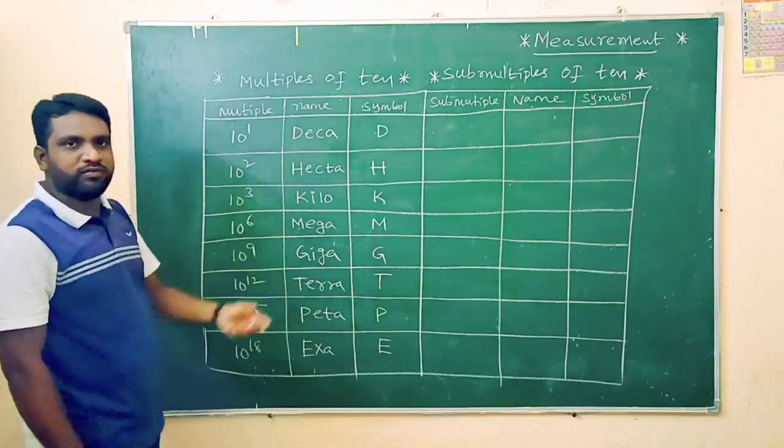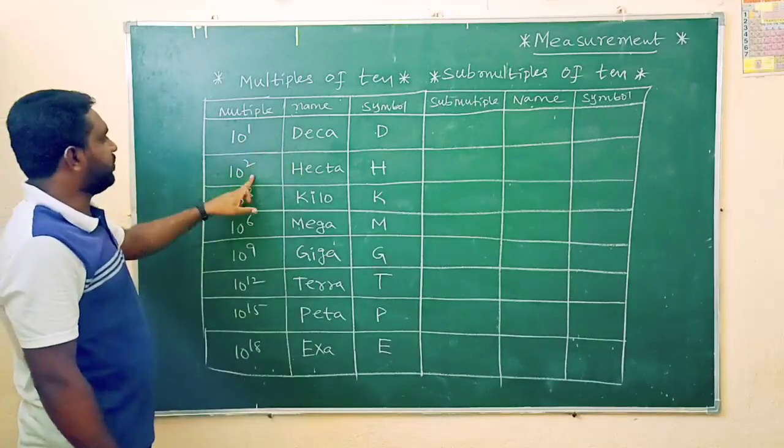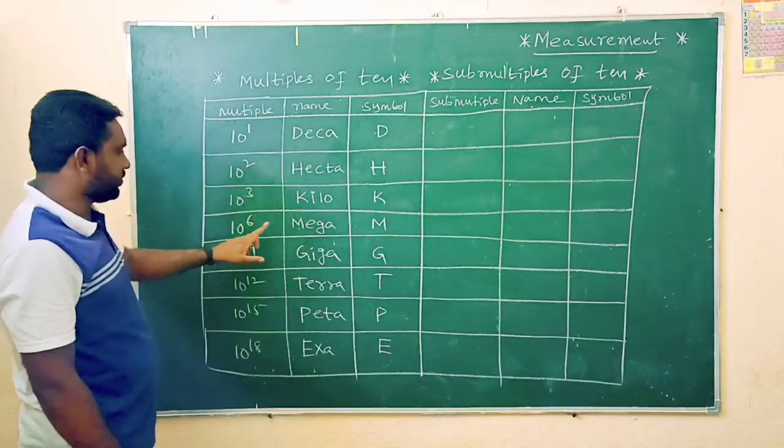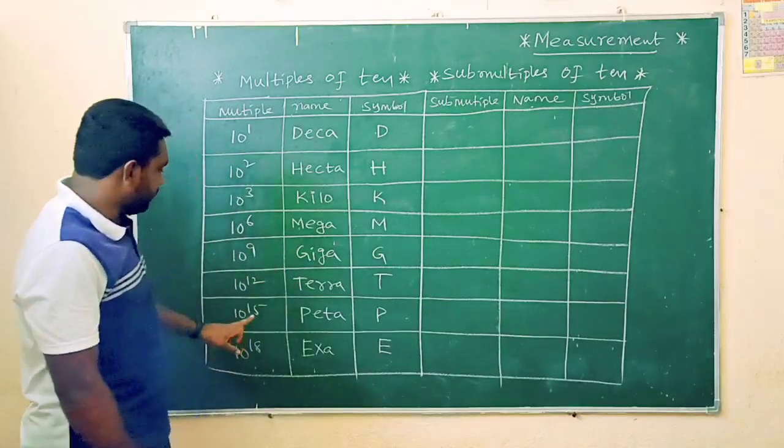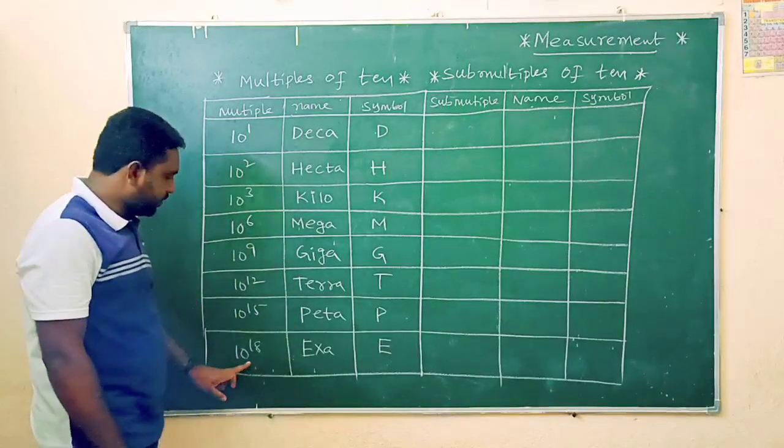Let me explain once more. 10 deca, 10 to the power of 2 hecto, 10 to the power of 3 kilo, 10 to the power of 6 mega, 10 to the power of 9 giga, 10 to the power of 12 tera, and at the same time 10 to the power of 15 peta, 10 to the power of 18 exa.